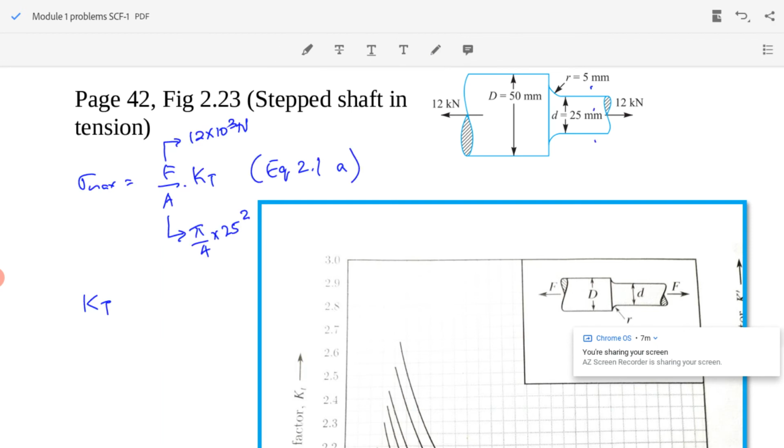How to find KT? We find it from the dimensions. So here we have R equal to 5 mm, small d equal to 25 mm and capital D equal to 50 mm. So we have to select from the data book a suitable figure matching our problem. So from page 42 we can see that figure 2.23 is a stepped shaft under tension, which is the same as our question. So in our question the fillet radius is 5 mm. Now we can use this graph.